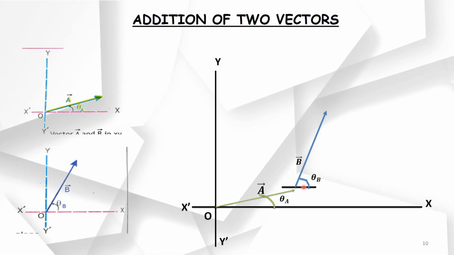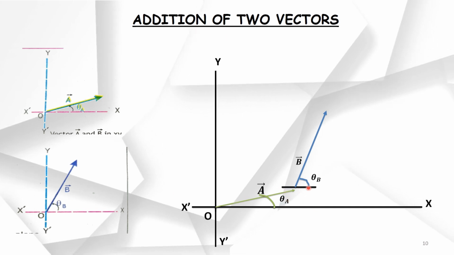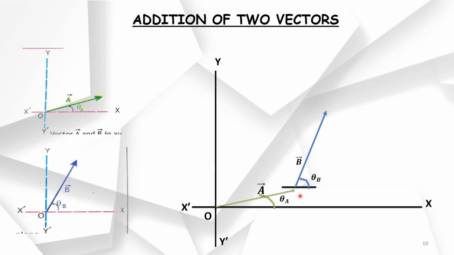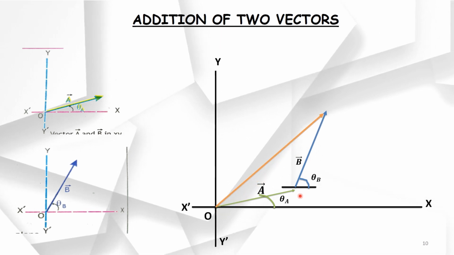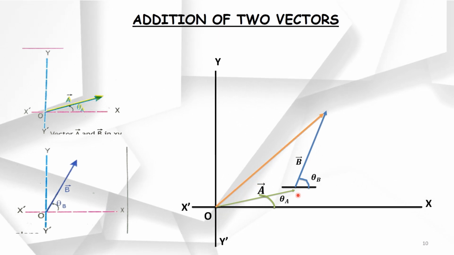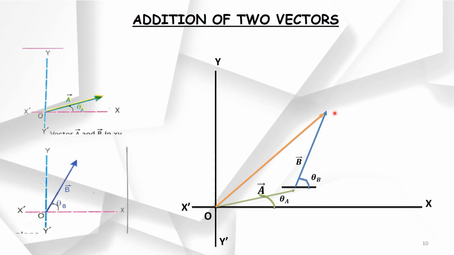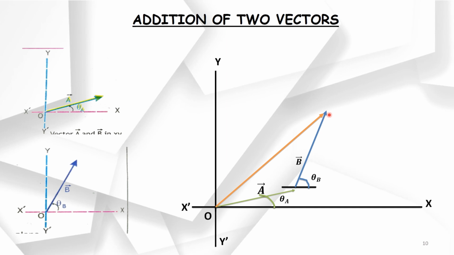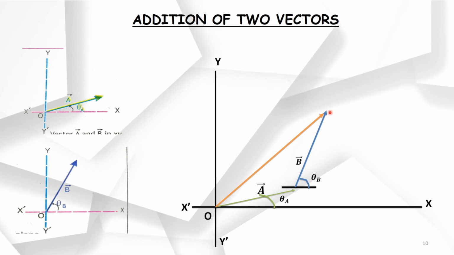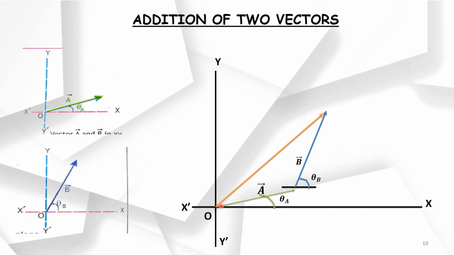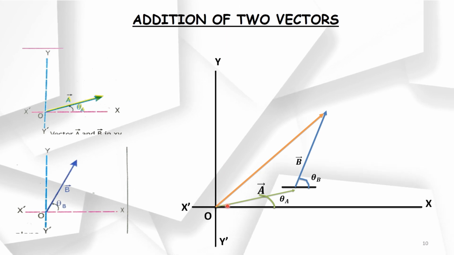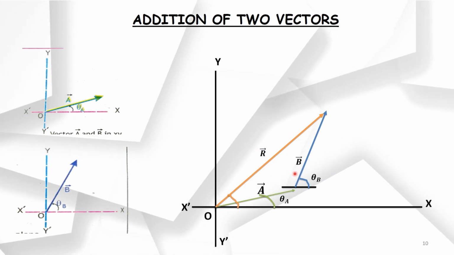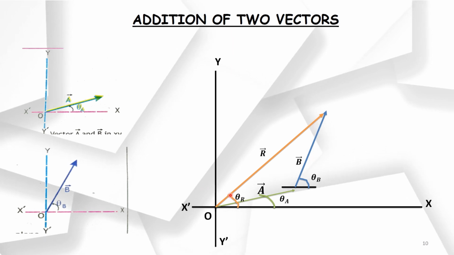So I have made a reference axis over here. Now I want to add these, so I want some resultant. This is the resultant, and the resultant is drawn by making a vector joining the head of the second vector with the tail of the first vector. This is known as the resultant, and it is also making angle theta R with the x-axis.